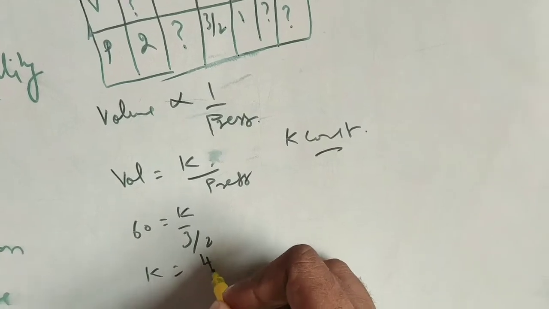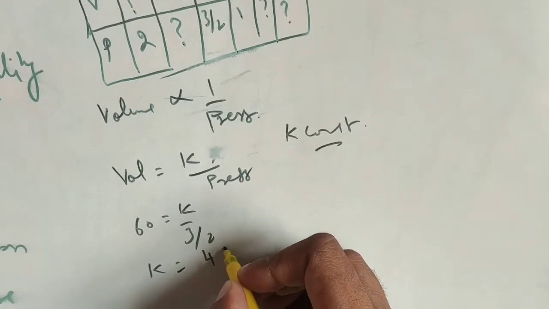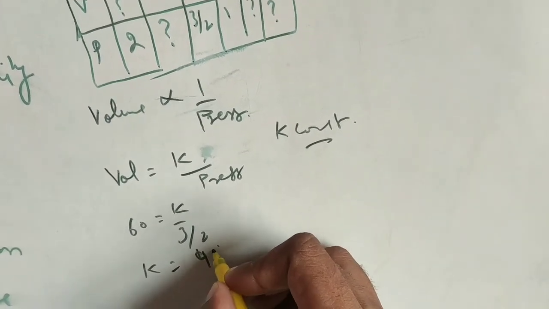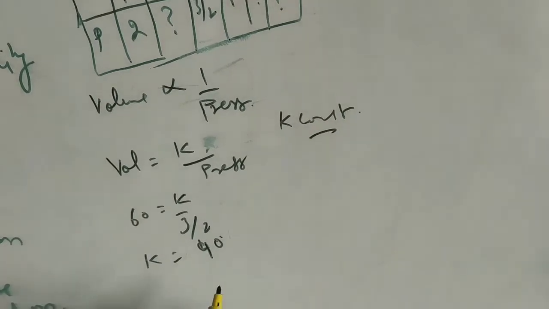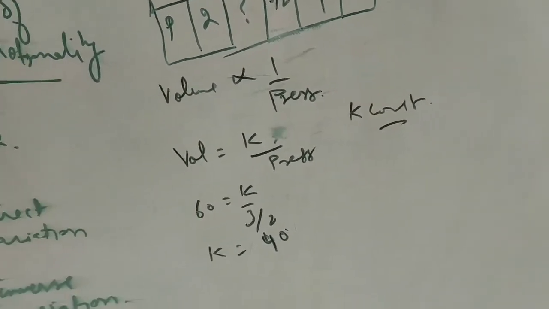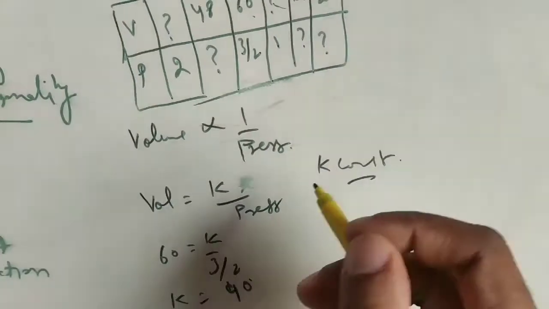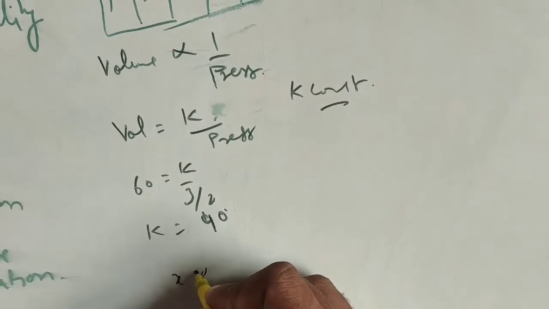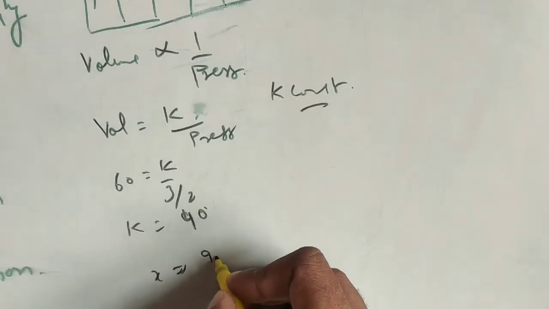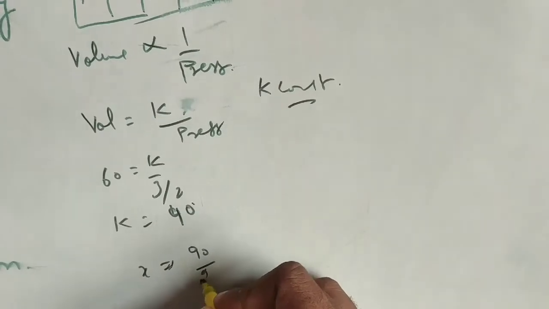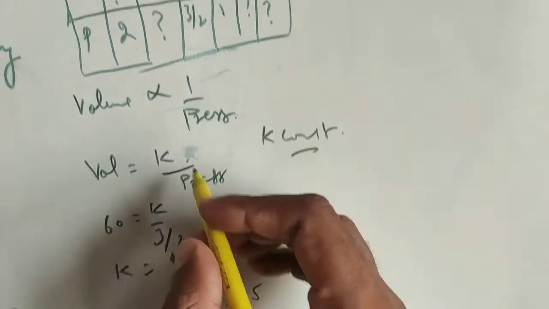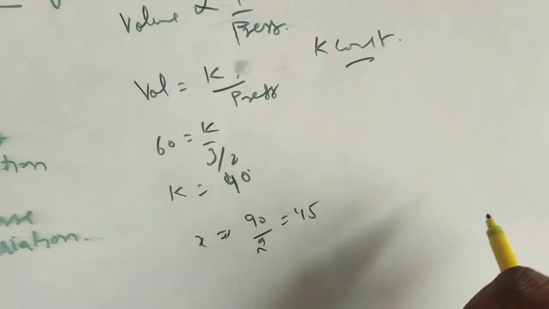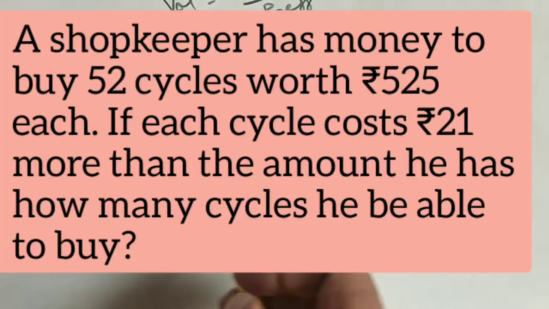How much? 45 into 2, 90. K will be 90. So we have got the value of K. So now we can solve all the parts. In the first part, we don't know V, so we put it as x, and K is 90 divided by pressure, which is given as 2. So the first part will be 45. So in the first part here we will write 45 and then calculate all the parts like this. Okay, so we can do it.